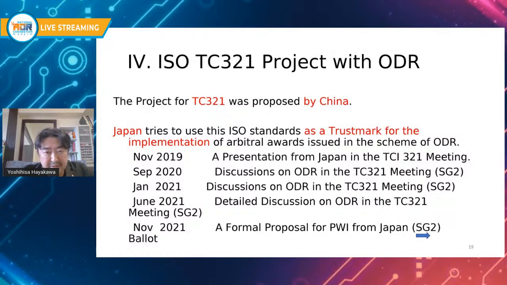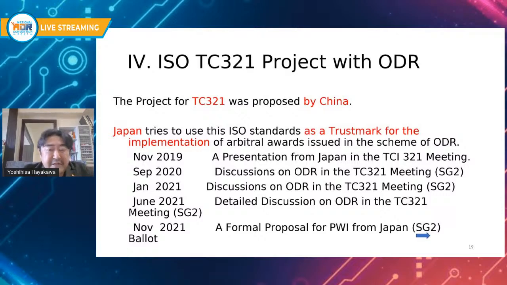Next, please. The project for TC321 was proposed by China, and Japan is now trying to use this ISO standard as a trust mark for the implementation of arbitral awards or similar decisions issued in the scheme of ODR. ISO is very famous for this type of trust mark. For example, in environmental fields, the ISO mark is a kind of symbol that the company is an environmentally friendly company. Similarly, if a company has the ISO ODR mark, it means that company or e-commerce vendor is friendly to ODR, or will follow the final outcome of ODR voluntarily. In other words, with the ISO standards, we do not have to rely on the national court enforcement system for the final decision of ODR.